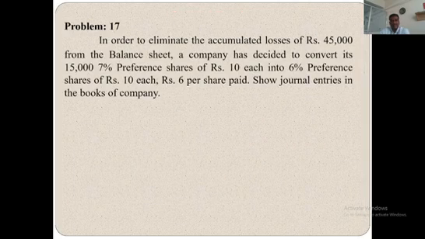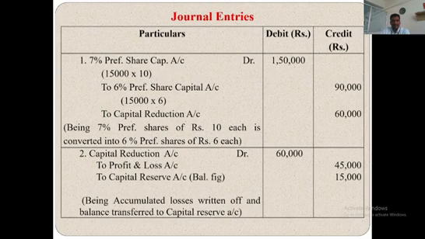So listen, 6% preference shares converted. 6% means 15,000 into 6, so 90,000. The remaining figure is capital reduction, being 7% preference shares of rupees 10 each converted into 6% preference shares of rupees 6 each. So 7% preference shares converted to 6% preference shares reduced to rupees 6 each, reduced by rupees 4. That means capital reduction.